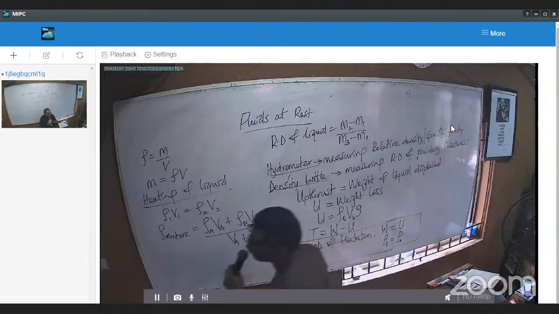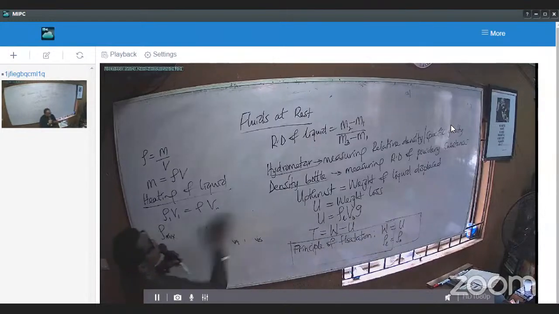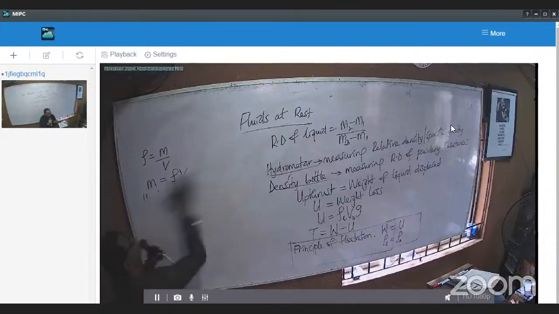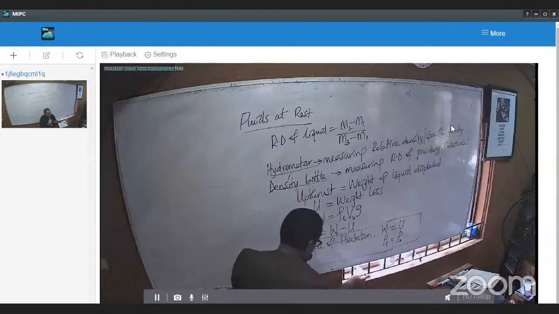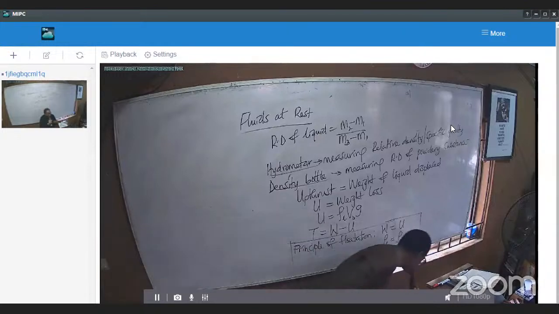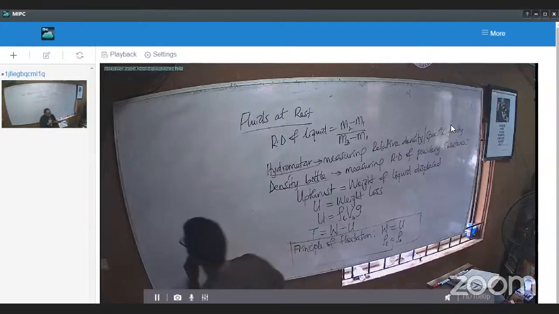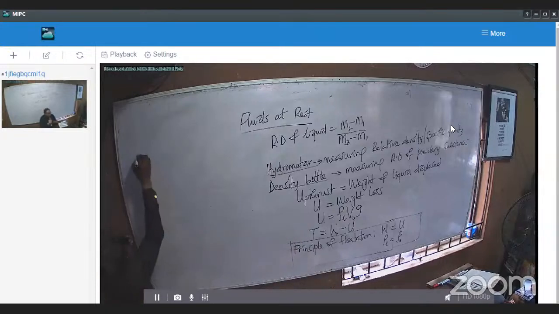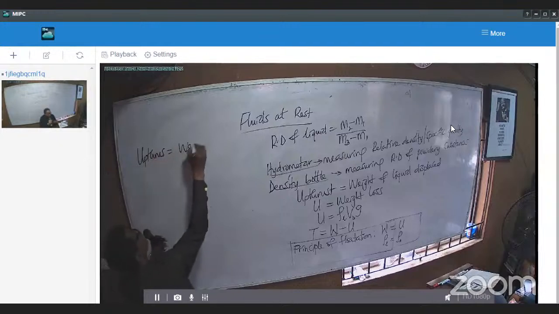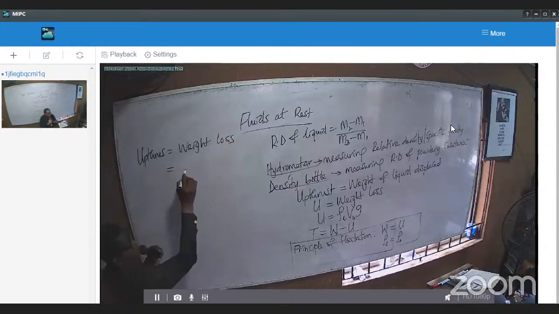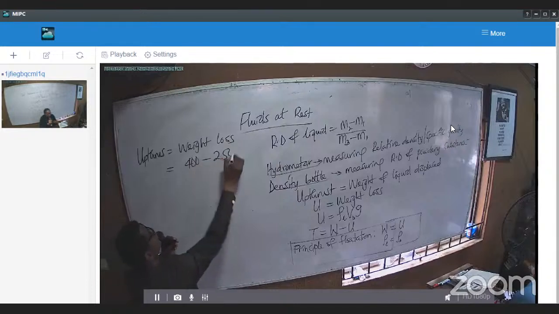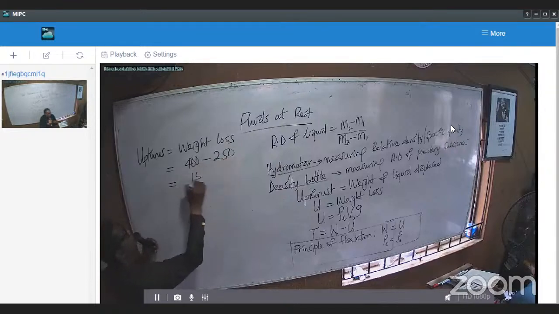Class, what's another word for upthrust? Loss of weight, weight loss. How much weight do I have in air in that question? How much weight do I have in water? From there, can I find weight loss? That's the first thing to do. Upthrust is weight loss. I weigh how much in air? 400. How much inside water? 250. What's the weight loss? 150 Newton. That's your upthrust.